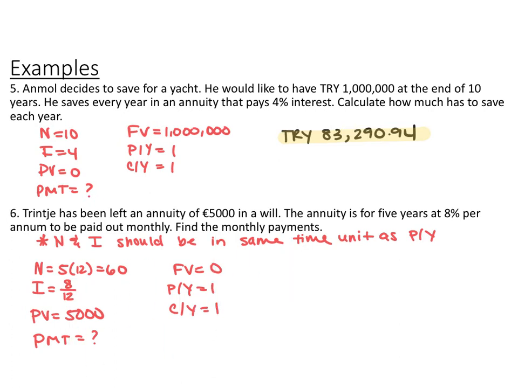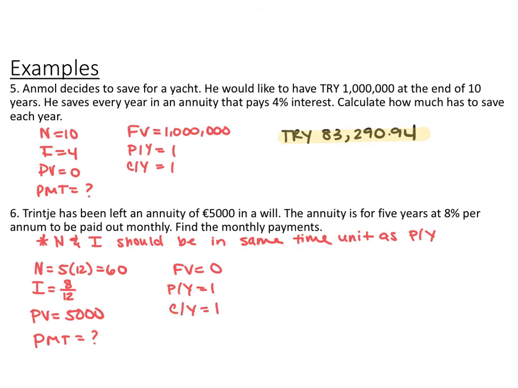So N is 5 years, but because she's getting paid every month, it's actually 5 times 12, because it's 60 months. The interest rate is 8% per year, but again, it's being paid out monthly, so the interest rate per month is 8 divided by 12. The present value is still 5,000. Payment is what we're going to solve for. The future value is 0 because they're paying off the 5,000, so it's going from 5,000 to 0.